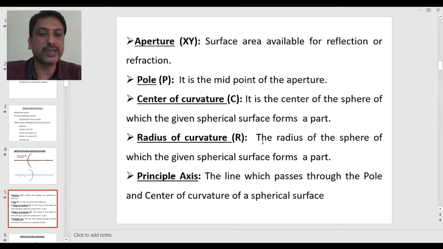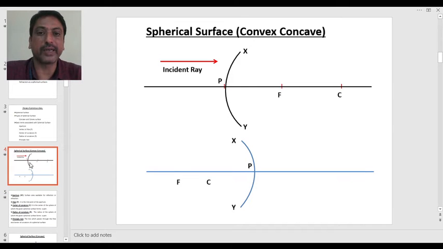Radius of curvature is represented as capital R. It is also given by the spherical surface. It is the radius of the sphere of which the given spherical surface forms a part. So the principal axis, as I told you earlier, is the line which passes through the pole as well as the center of curvature of the spherical surface. Here this horizontal line in both the cases passes through the pole as well as the center of curvature. Hence it is known as the principal axis.